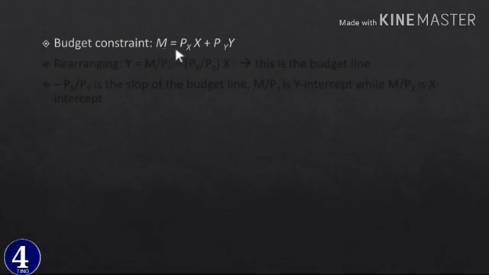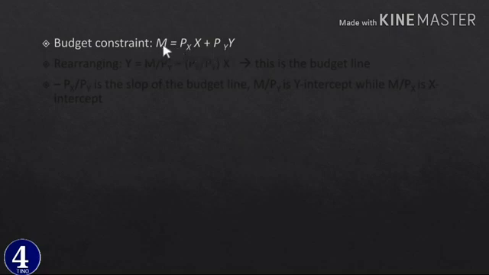of money that we have. Px times x is the amount of money that we pay in order to get commodity x, and py times y is the amount of money that we pay in order to get y. So the payment or the expense that we pay for y and for x, when added, must be equal to the money that we have.